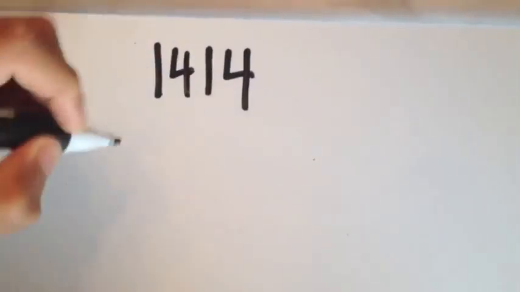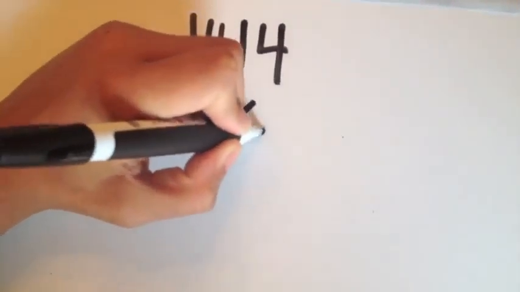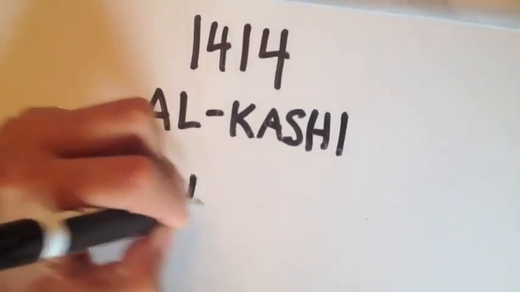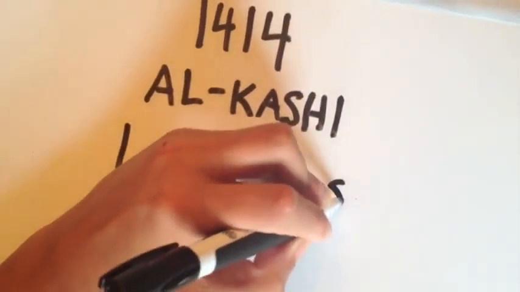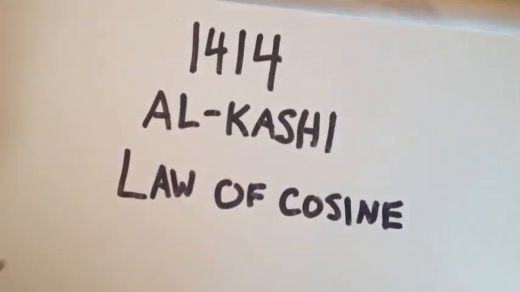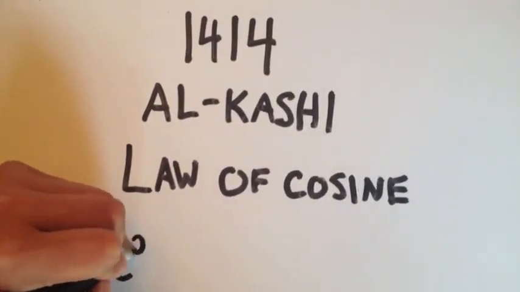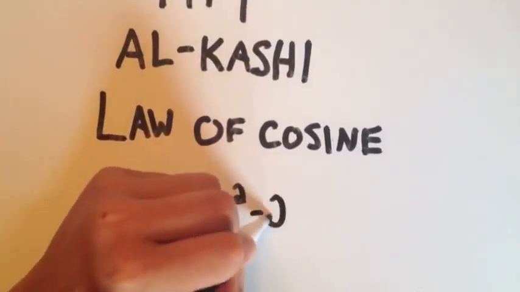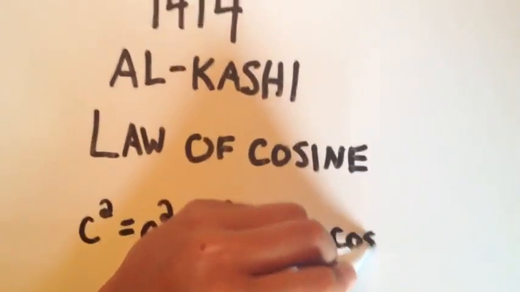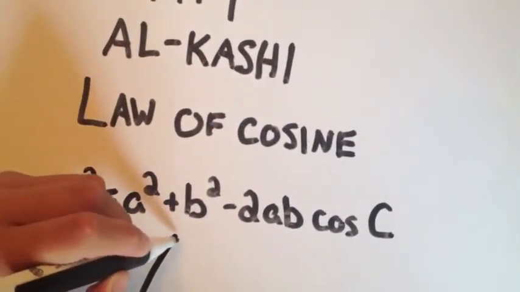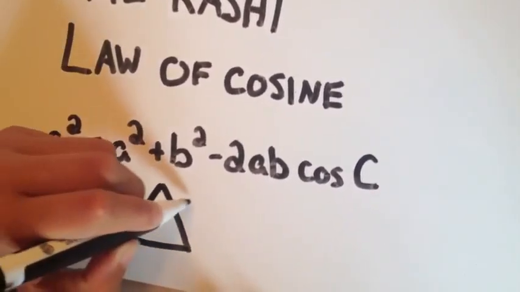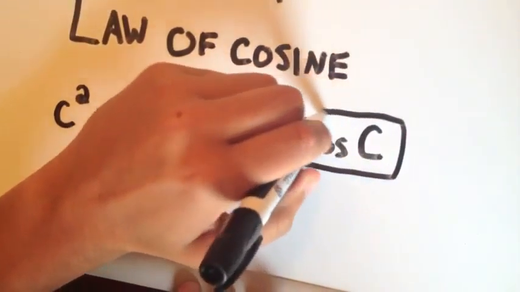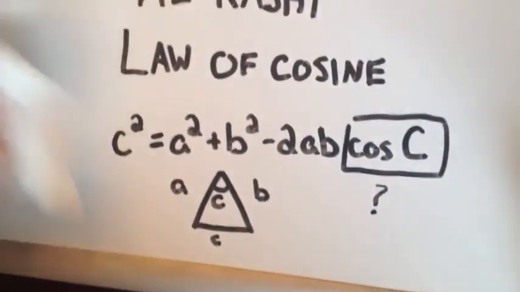So in 1414, a man named Al-Kashi came up with something called the law of cosine, which was true for all triangles. What the law of cosine said was that for any triangle, c squared is equal to a squared plus b squared minus 2ab cosine c. Now, this is for any triangle in which the three sides are a, b, and c, and the angles are also a, b, and c. Now, what exactly was cosine c?